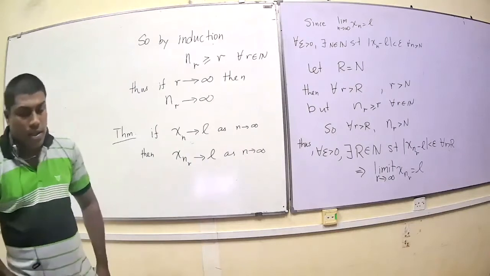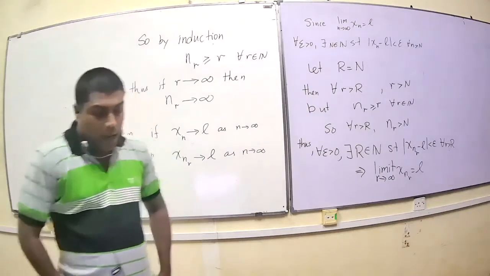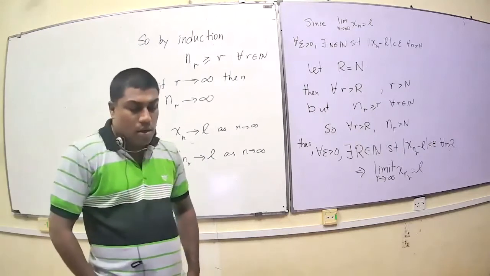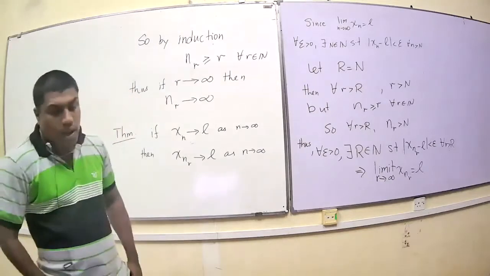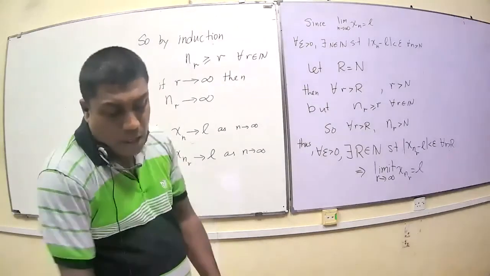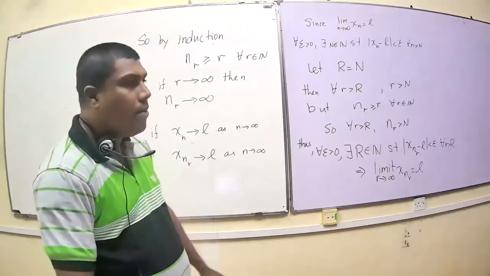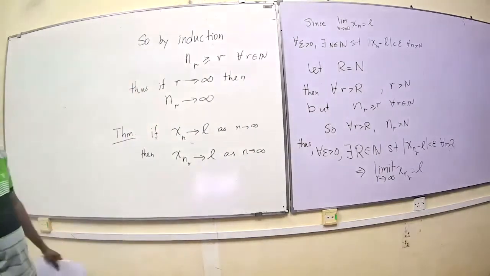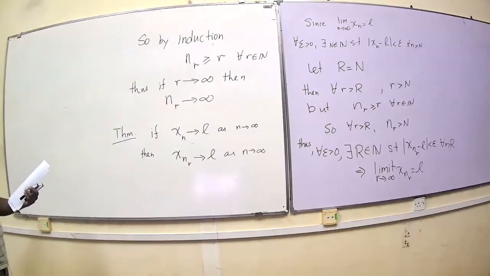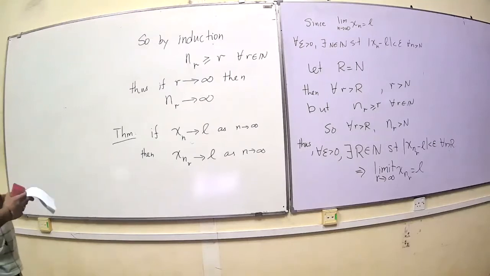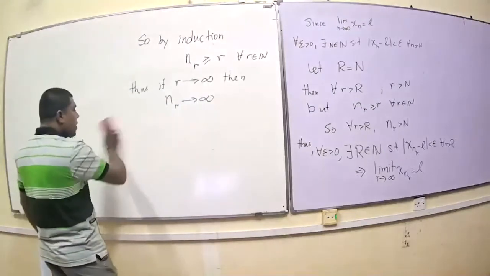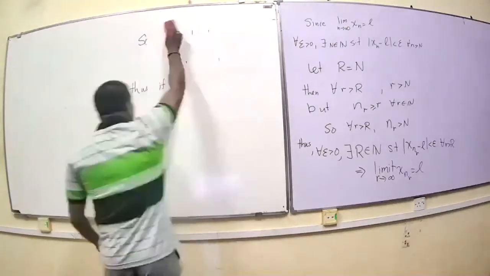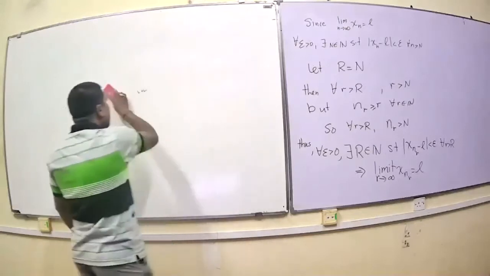This is one of the useful results, because if you cannot find the limit of a sequence, what you can do is take a subsequence and find its limit. If the subsequence goes to a limit, then you get the limit of the sequence as well. So we are going to see a couple of examples. I will write the examples and then do them one by one based on the time we have.